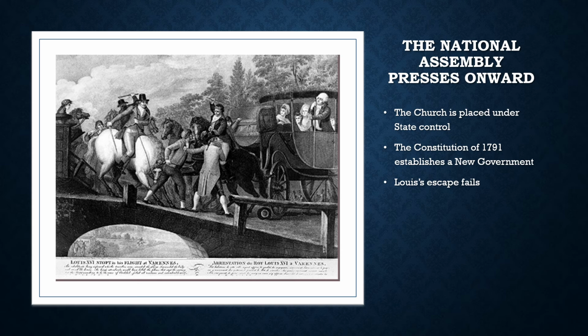In an even more radical move, the National Assembly put the French Catholic Church under state control. Under the Civil Constitution of the Clergy, issued in 1790, bishops and priests became elected, salaried officials. The Civil Constitution ended papal authority over the French Church and dissolved convents and monasteries. Reaction was swift and angry.